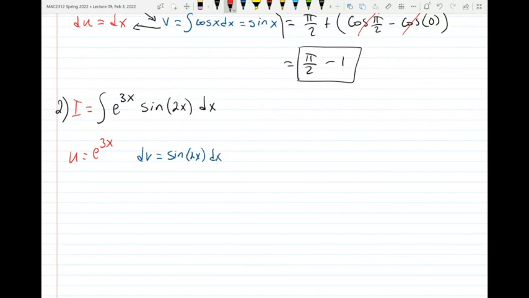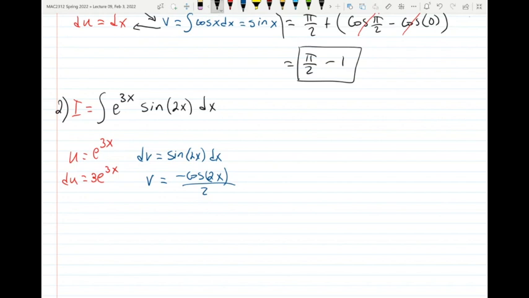All right, so now we find the du. That would be 3 times e to the 3x. Remember, chain rule, okay? And then V, that's going to be, what is this? Negative cosine of 2x divided by 2. Yes? Everybody following what's going on?